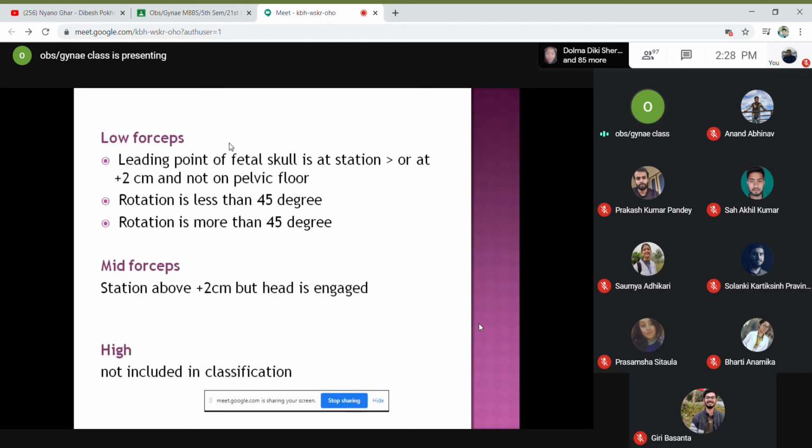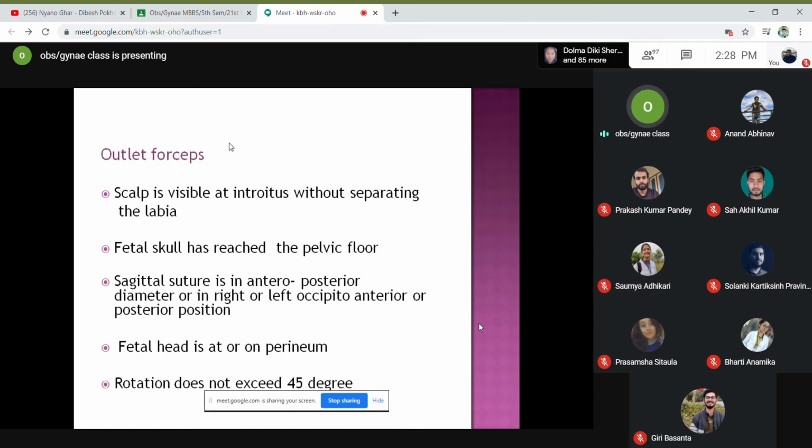So what is outlet forceps? Scalp is visible at the introitus without separating the labia. Fetal skull has reached the pelvic floor. Sagittal suture is in the anterior-posterior or right or left occipital anterior or posterior position. Fetal head is at or on the perineum, and rotation does not exceed 45 degrees. If all these criteria are met, then that is the outlet forceps.